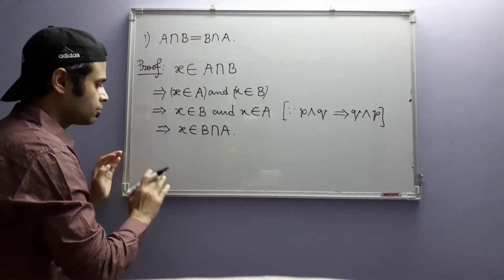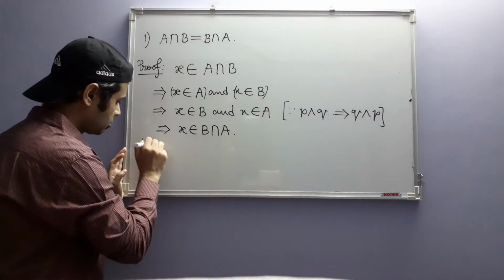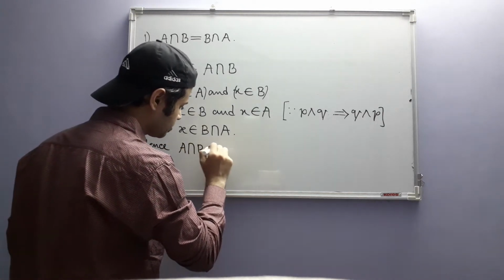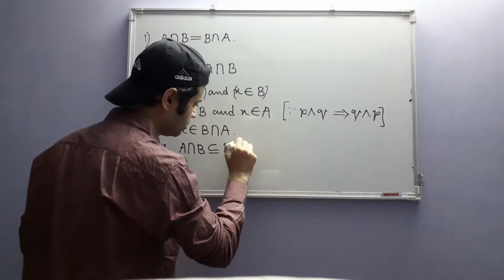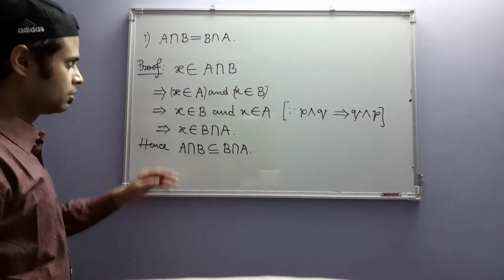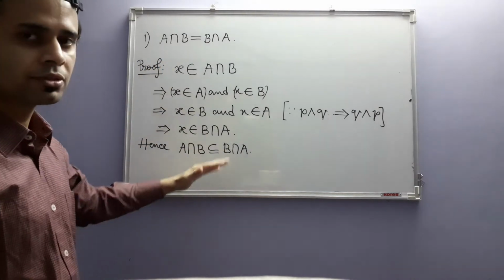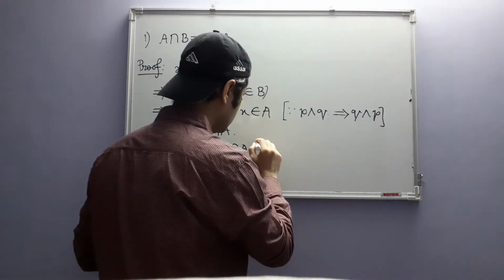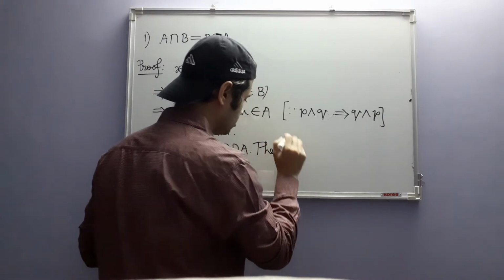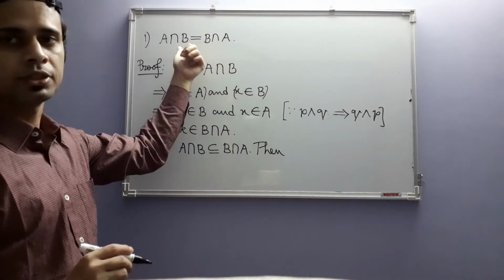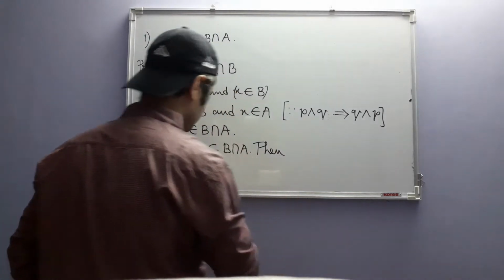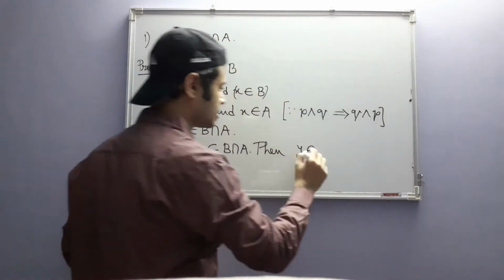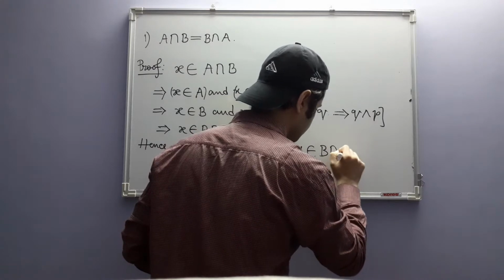Now once the argument is over, then you can write: hence A intersection B is a subset of B intersection A. In an actual proof you have to write all the steps. Then after that we want to show that this is a subset of this. So you start by assuming an element in B intersection A, and it goes pretty much the same way.